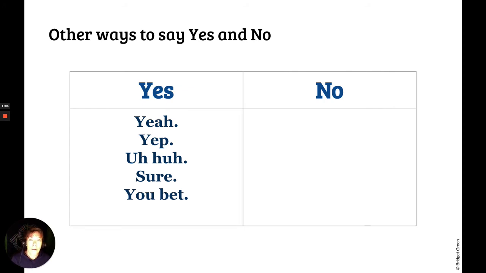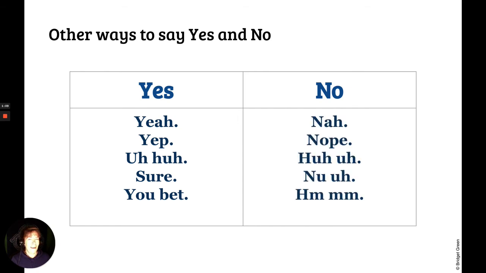For no, you can also say, nah. Repeat. Nah. Nope. Huh-uh. Notice all that air. Huh-uh. Nuh-uh. Little children say this. And college kids. Nuh-uh. Repeat. Nuh-uh. Or, hmm-mm. You hear it's all in the nose. Hmm-mm. Good job. So, lots of ways to say yes or no for our yes-no questions.